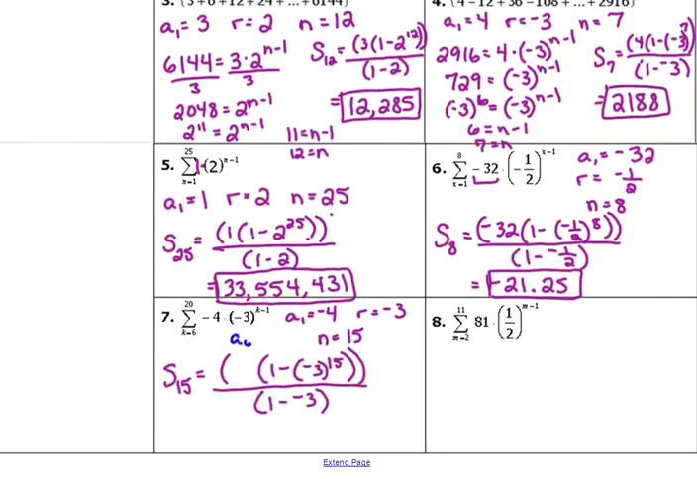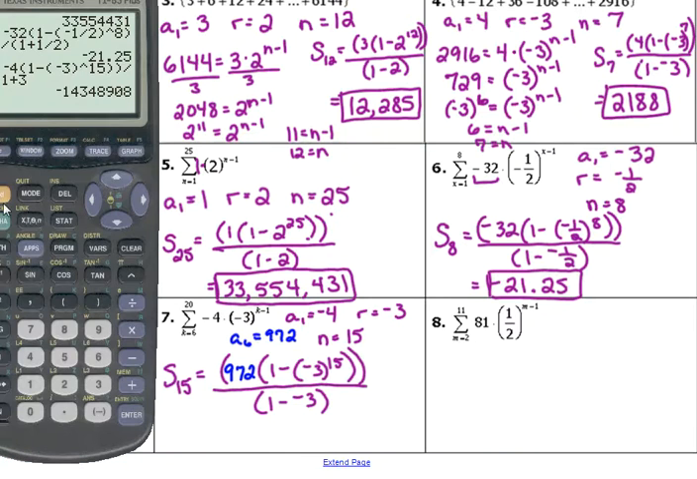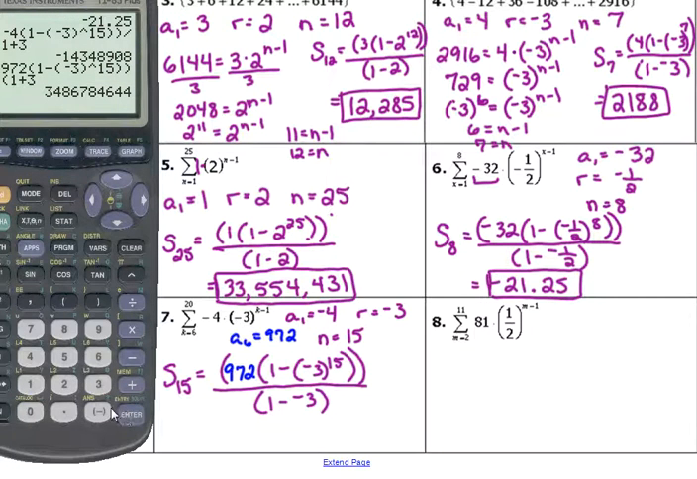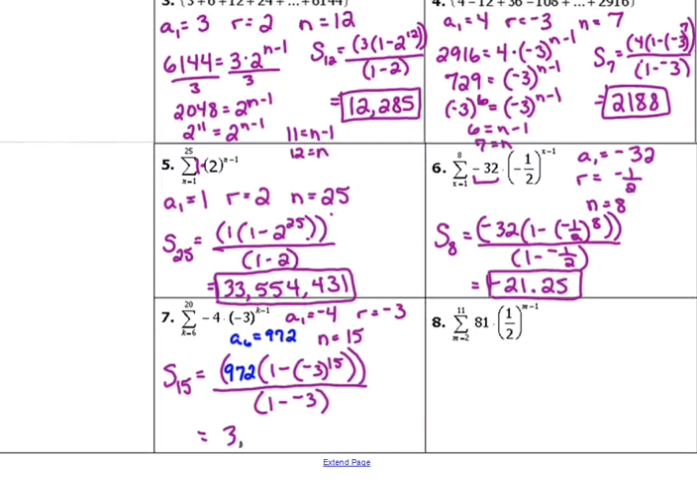We need A sub 6. So we need to plug 6 into our formula there and get the number 972. 972 is really what needs to go there first. My bad. Okay, there we go. 3,486,784,644.